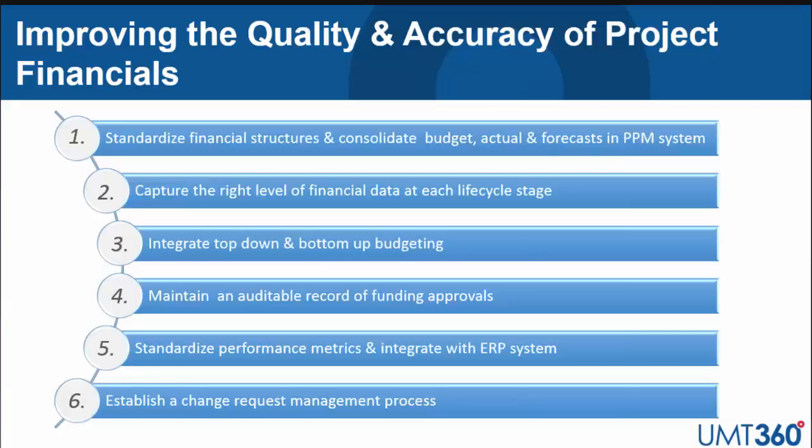We talked earlier about integrating both top-down and bottom-up budgeting. The ability to bring together organizational budgeting as well as project-level estimating and budgeting is certainly key. Maintaining an auditable record of funding approvals, being able to look at different stages in the process and what the financials were at different stages in the business case is key. Also understanding the cost of projects at each stage in the business case development also allows us over time to build a picture of estimating accuracy.